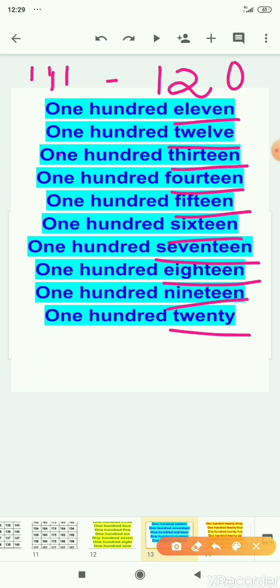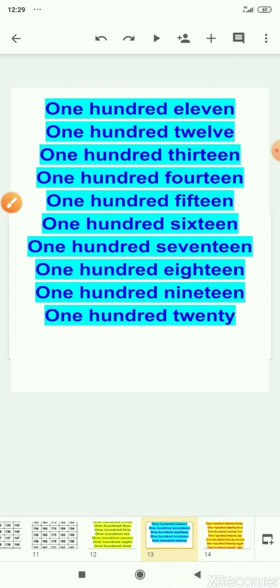Okay, so in this way we will write the numbers 111, 112, 113, 114, 115, 116, 117, 118, 119, and 120.